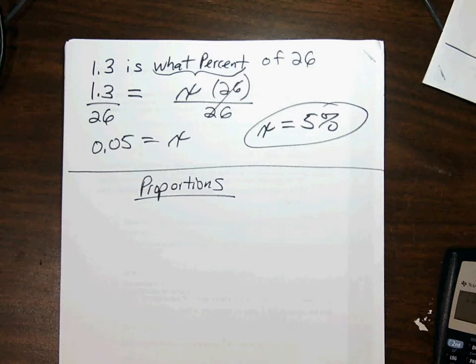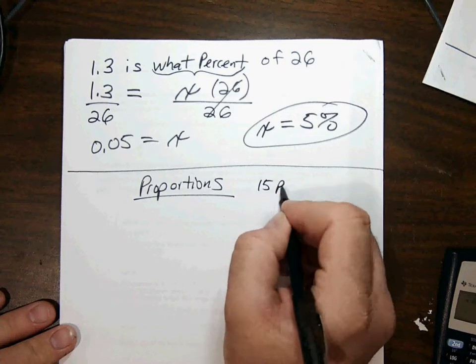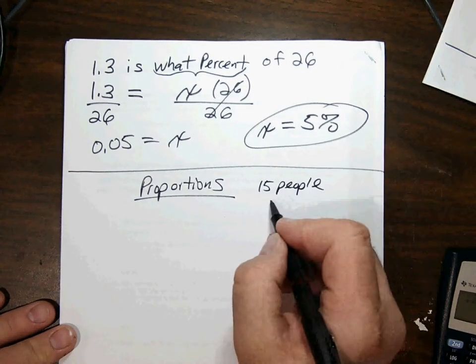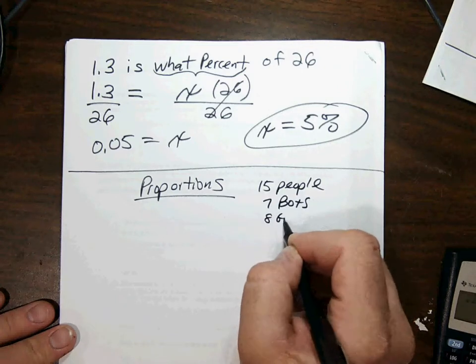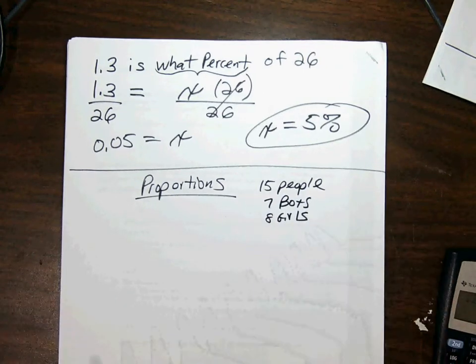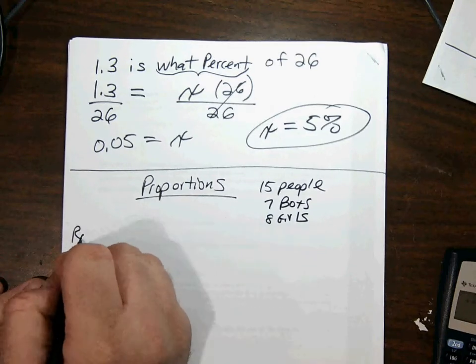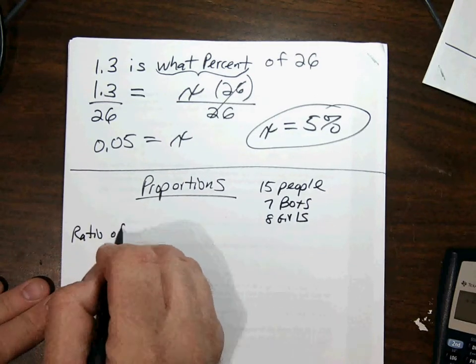For example, if we have a classroom of people, a class of 15 people, let's say. There's 7 boys and there's 8 girls. So I've got 15 people in the class. Of those 15, 7 boys, 8 girls. I might say the ratio of boys to girls.